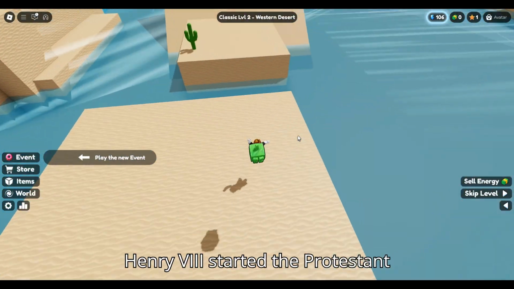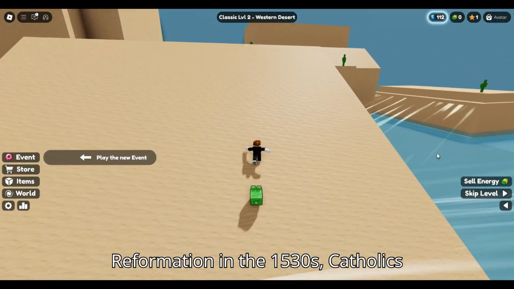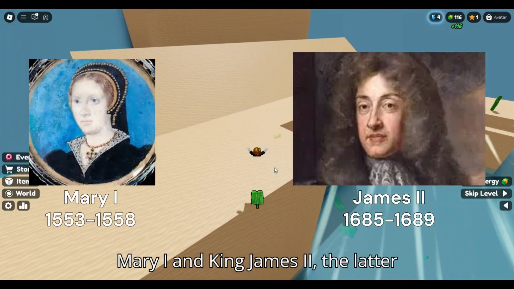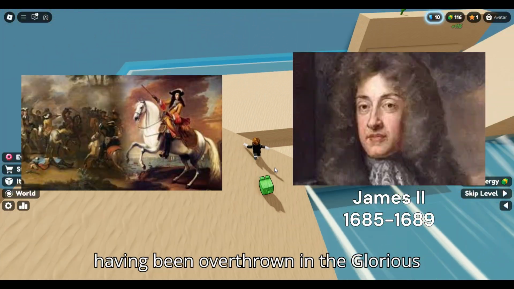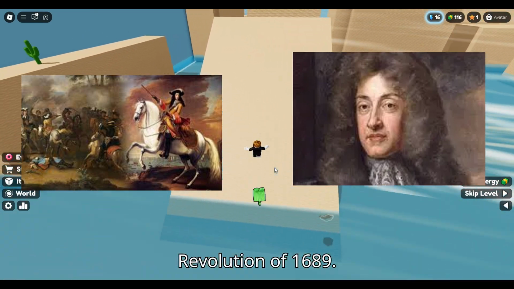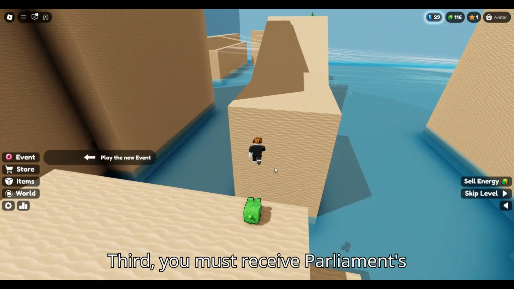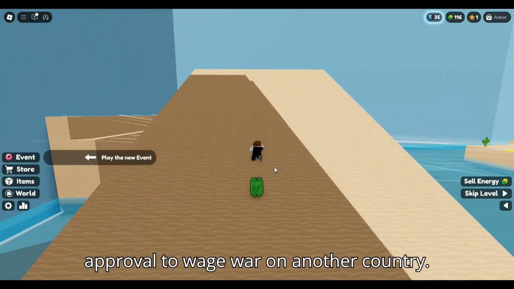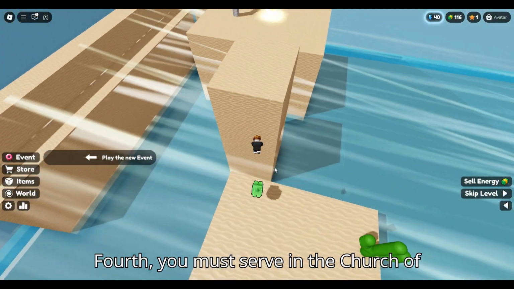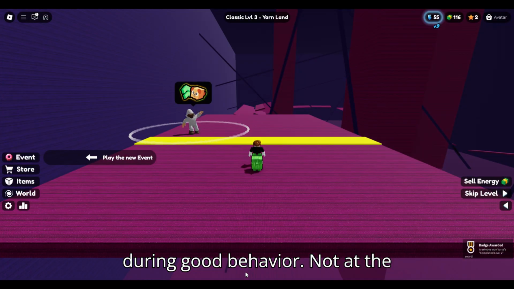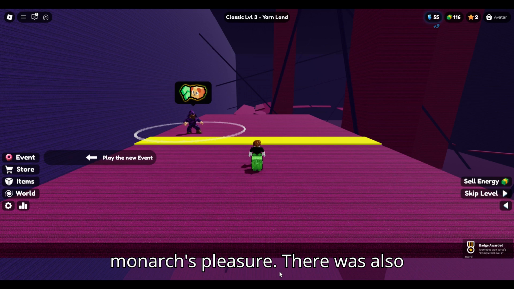Since King Henry VIII started the Protestant Reformation in the 1530s, Catholics haven't ruled, with the exception of Queen Mary I and King James II, the latter having been overthrown in the Glorious Revolution of 1689. Third, you must receive Parliament's approval to wage war on another country. Fourth, you must serve in the Church of England. And fifth, a judge holds office during good behavior, not at the monarch's pleasure.